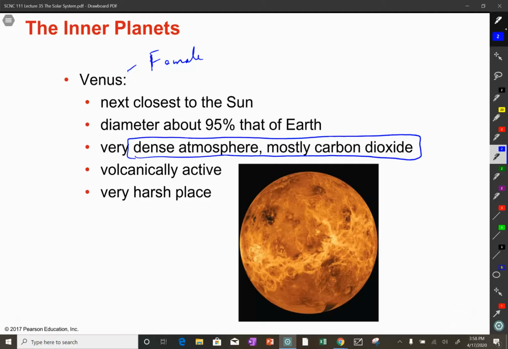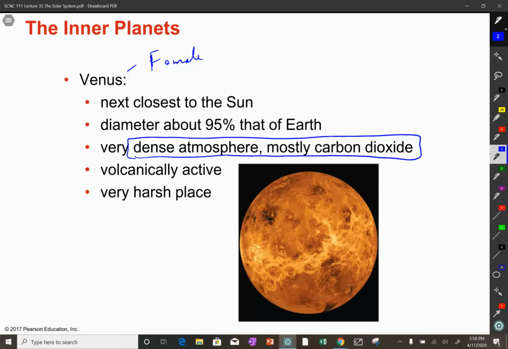I notice it says here the diameter is 95% that of Earth. That is, the size is very similar to Earth, but its atmosphere is about 100 times more dense than Earth's, which means the atmospheric pressure is about 100 times bigger, which means we would just be crushed on the surface of Venus. But if the crushing doesn't get you, the acidic nature of the atmosphere would, or the fact that you can't breathe, or the fact that it is diabolically hot there.